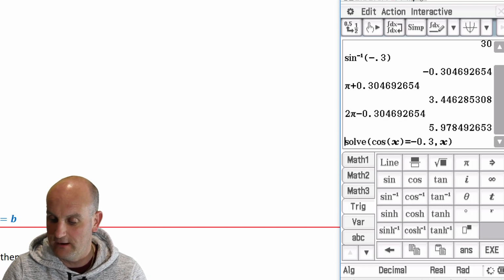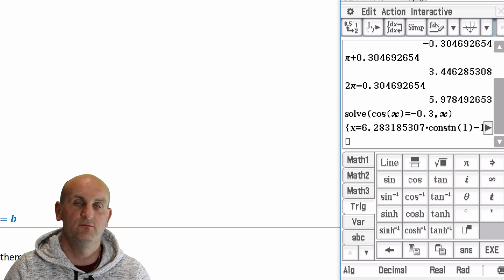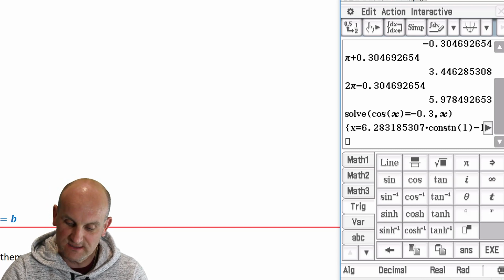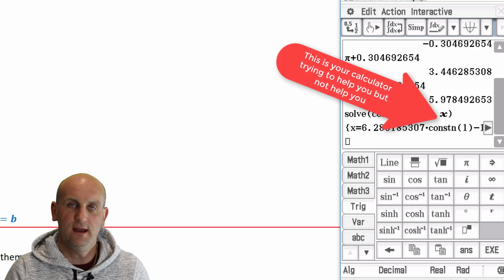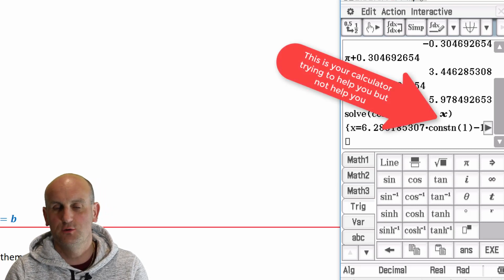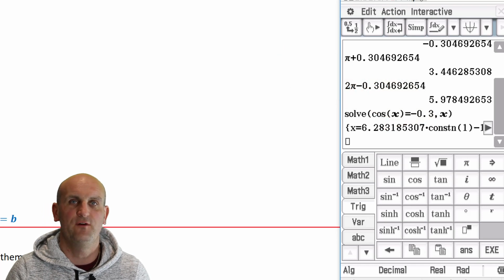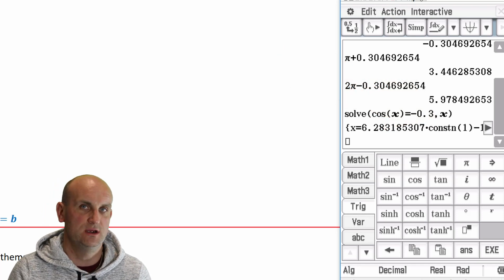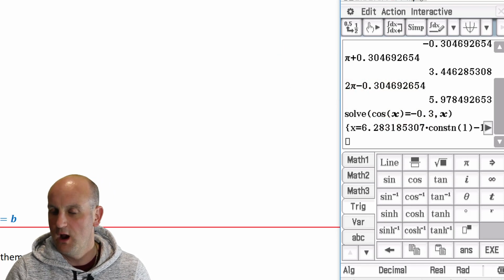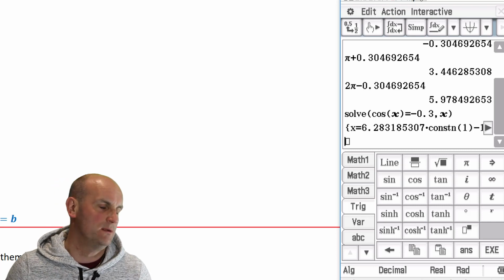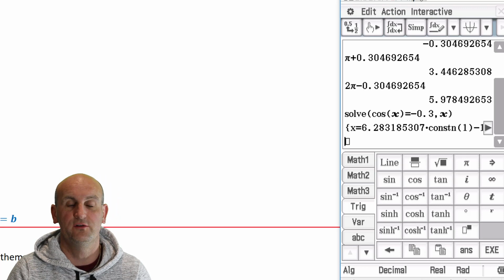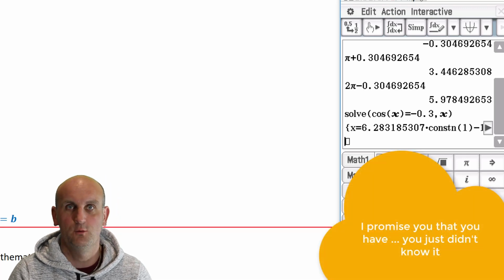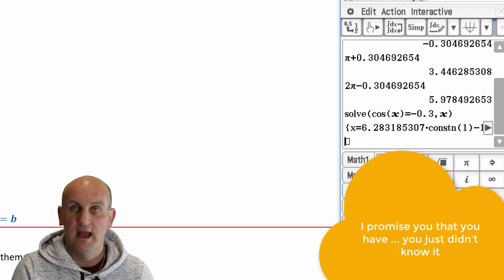Now if I press enter now, my calculator is going to give me some really funky answers. And you see that 6.283187 dot constant 1? Well, the calculator is basically saying, that constant 1 means that I've got loads of values here. In fact, I'm going to give you what we call the general form. I'm going to give you a way for you to work out the infinite number of answers that you've asked me for. And you've actually asked the calculator for an infinite number of answers. Well, you don't want an infinite number. You want to limit that between 0 and 2 pi.